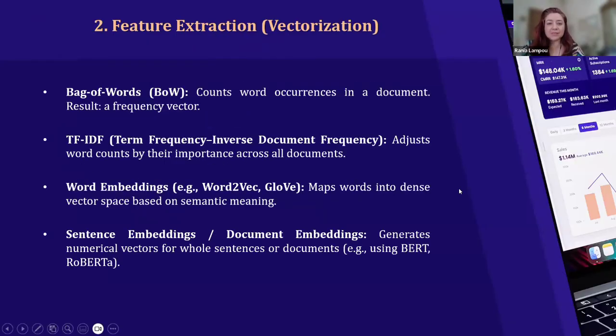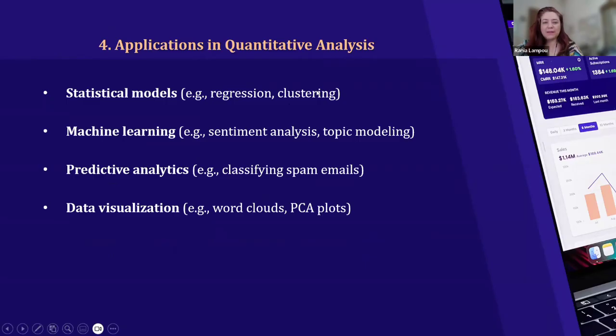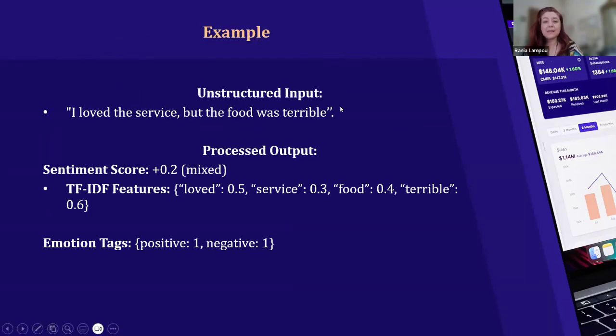Then the feature extraction or vectorization. We have bag of words, which counts word frequency in a document. We have term frequency, inverse document frequency, which adjusts the word counts by their importance across all documents. Word embeddings, we try to map words into dense vector space based on semantic meaning, and sentence embeddings, which generate numerical vectors for whole sentences or documents. Structuring data for analysis, the rows, the columns, then we apply statistical models or machine learning or predictive analytics or data visualization in quantitative analysis.